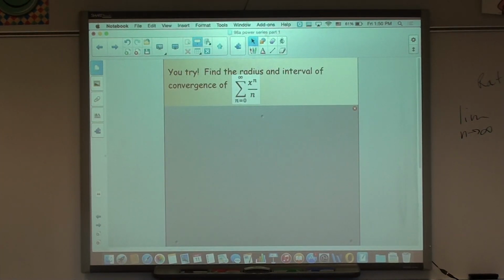Wait, so we're doing the limit? So I go, it's the warm up. So he's doing it. What? You got a limit? Apply the ratio. N plus 1 is on the bottom, right? Is it x or n?